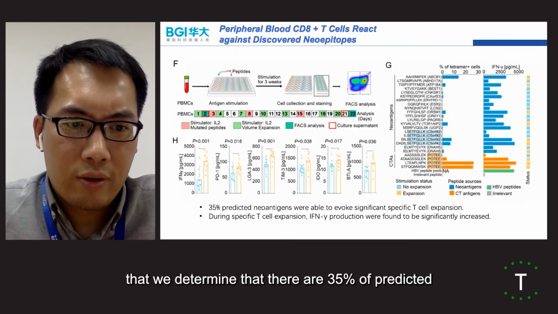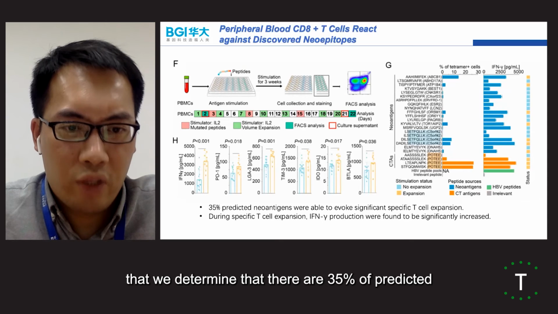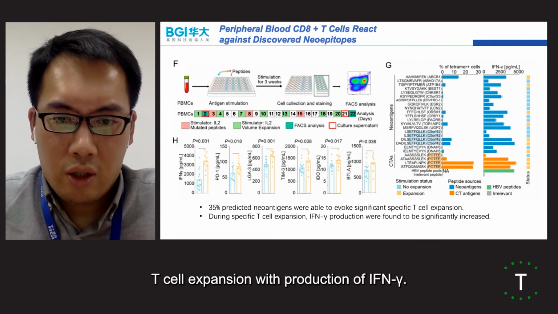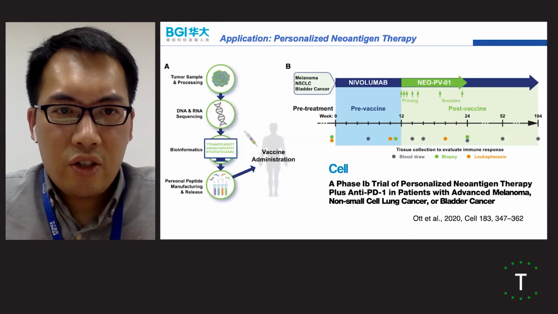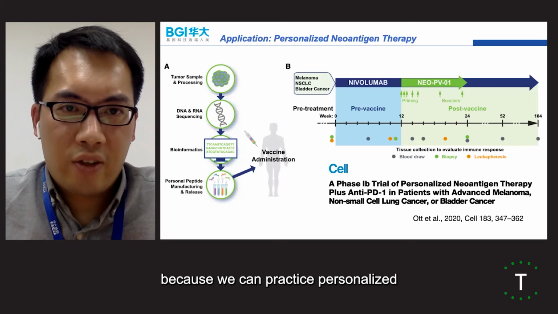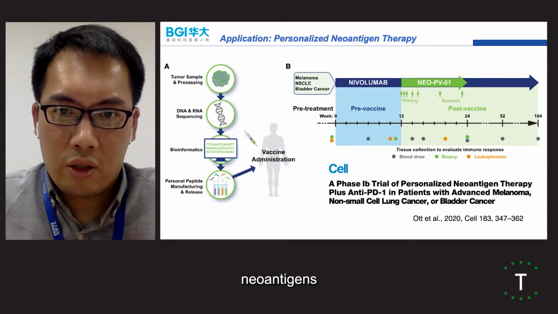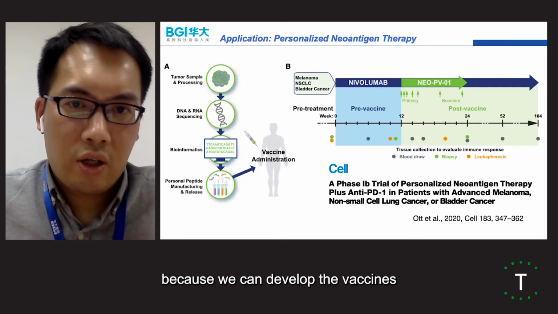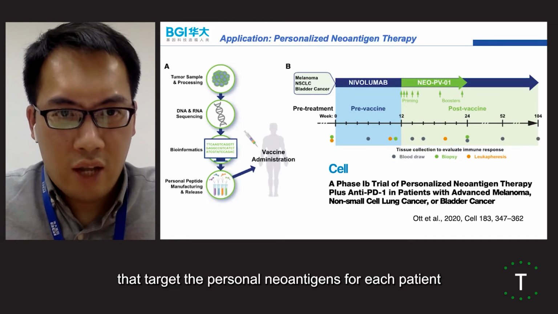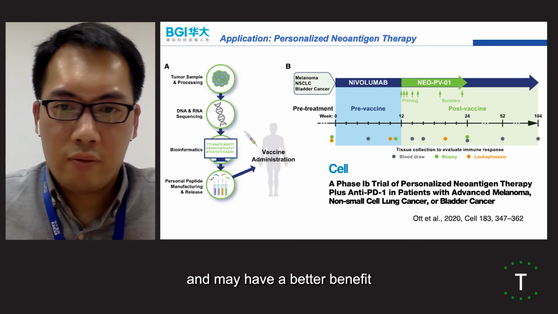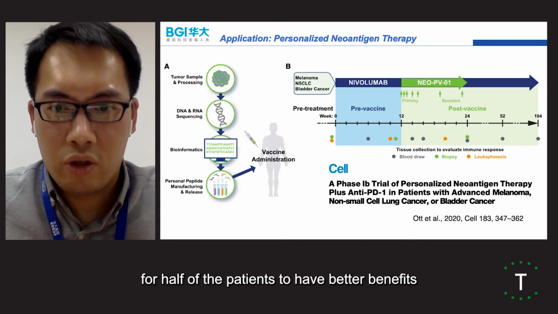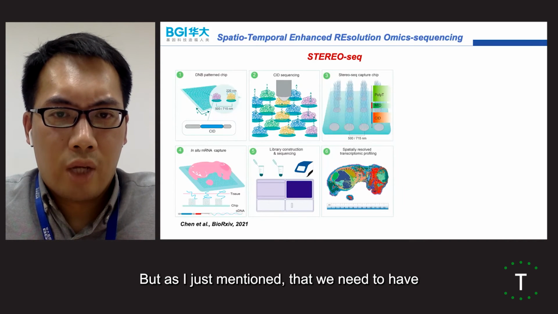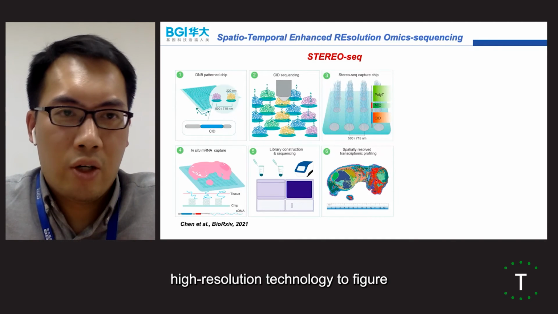This is very important: we determined that 35% of predicted new antigens were able to invoke significant specific T cell expansion with the production of interferon gamma. And this is very meaningful because we can apply these personalized new antigens to promote the benefits of immunotherapy. We can develop vaccines that target the personal new antigens for each patient, who may then have better benefits from immunotherapy.